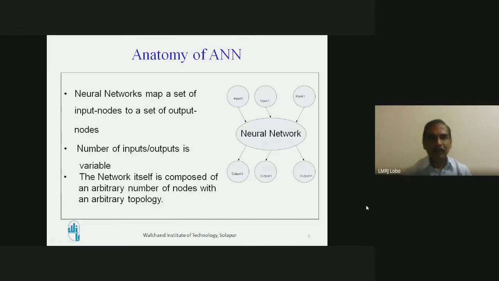Now, when we understand the anatomy of the neural network, we know that a neural network maps a set of inputs to a set of outputs. Here the number of inputs is decided and variable, and the network itself is composed of an arbitrary number of nodes which are called hidden nodes, and finally produces a particular output.